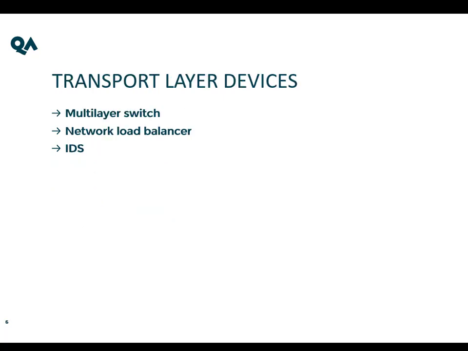We do have some devices that live at layer 4, so we may have a multi-layer switch. The multi-layer switch is usually working as a network load balancer, but it could also be used as an advanced firewall, and it could also be used as an intrusion detection system.